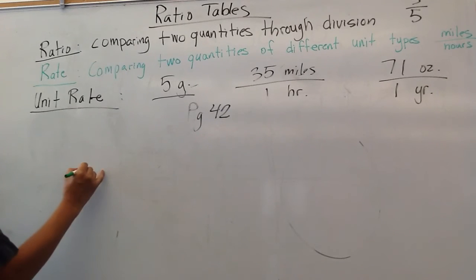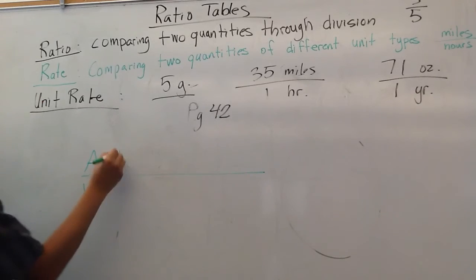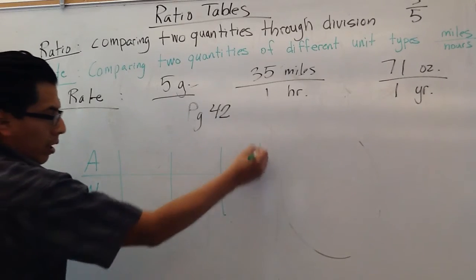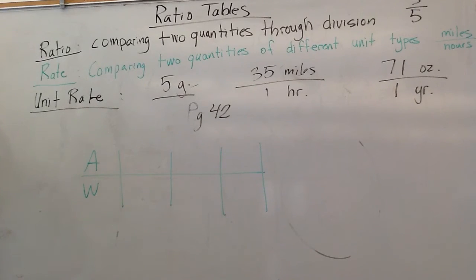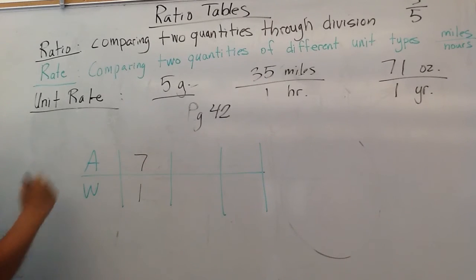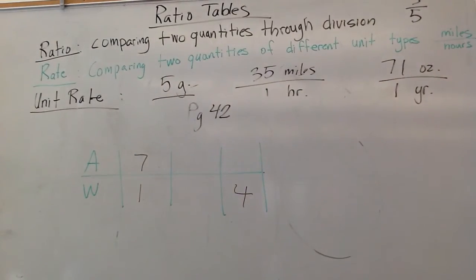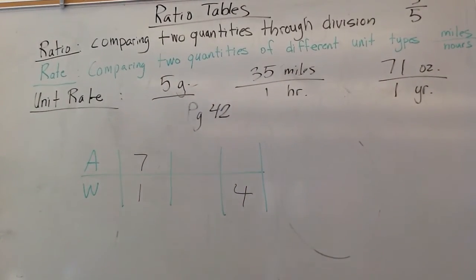Allowance to weeks. So I'm going to have A to W. Here it is. And I'm having marker failure. And in week 1, I have $7 of allowance. Right? What will I have in 4? All right, will you pause it and try that? All right, well, that's not too hard, right?